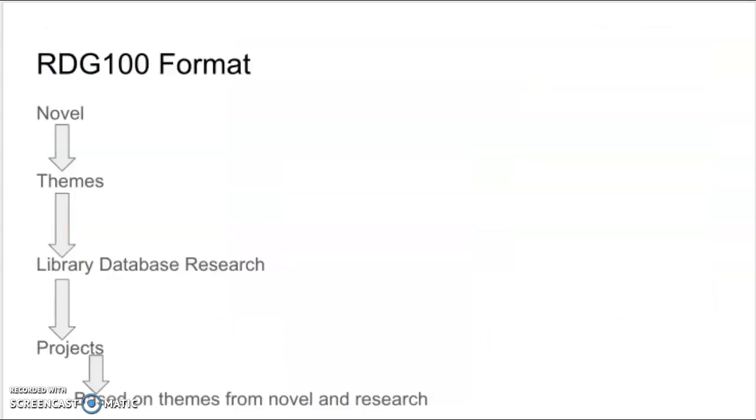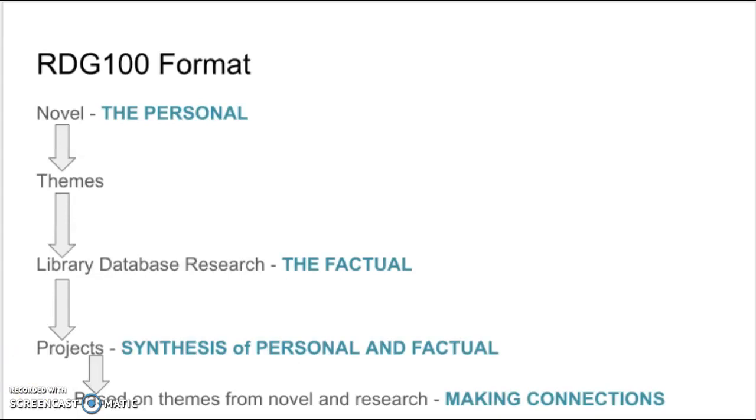Now, how we have formatted that, as I've said before, is that we have a novel that will explore themes. Those themes will then be explored in depth through library database research. And then you're going to be working on projects that tie the themes from the novel and the research together. And this is where those high-level critical thinking skills come into place, where you begin to synthesize what you've read in the books with what you've read in the research.